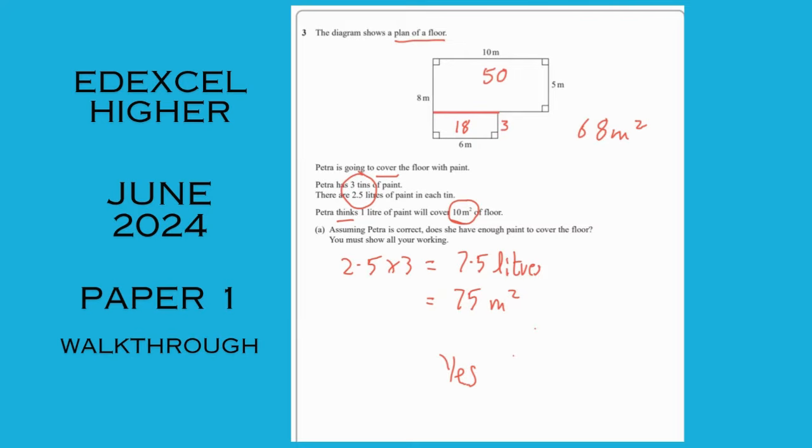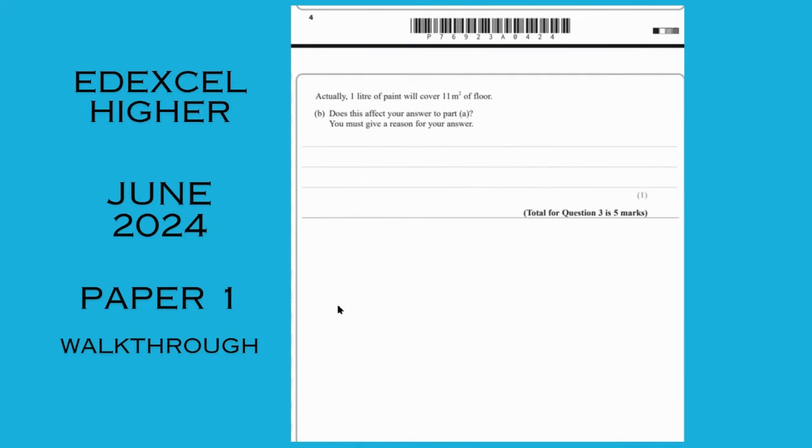I'm staying here while I answer part B, because part B mentions that in actual fact each litre covers 11 meters squared. Does that fact actually change your answer? And the answer is no. She's still got plenty of paint. In actual fact, if you want to do it numerically, she's got 11 times 7.5. In other words, she's actually got 82.5 litres, or just do it in words, as in she's got more paint than she thought. She can still carry out the job for obvious reasons.